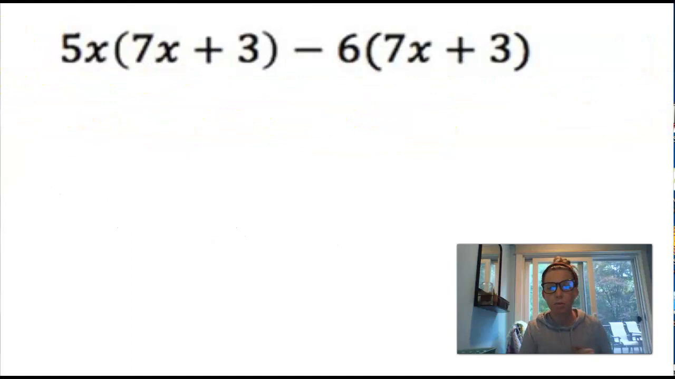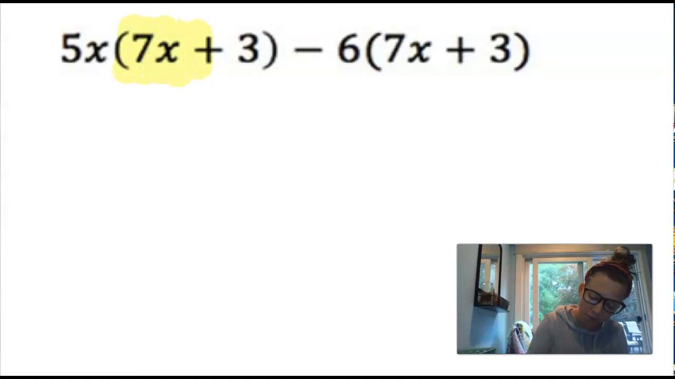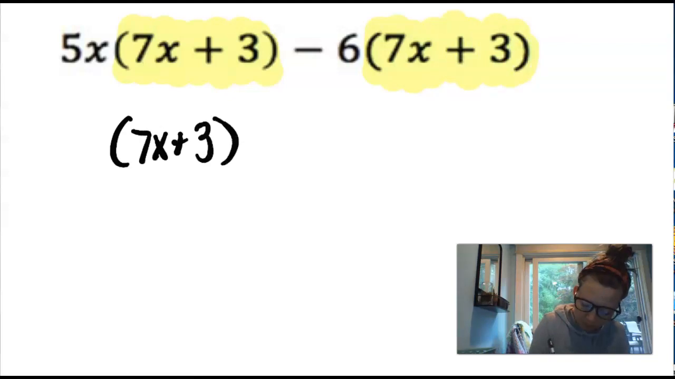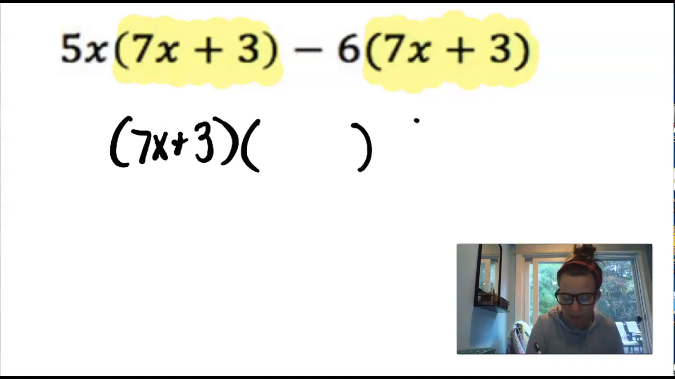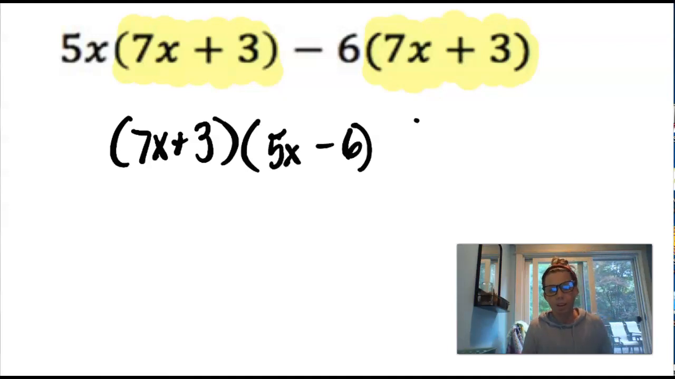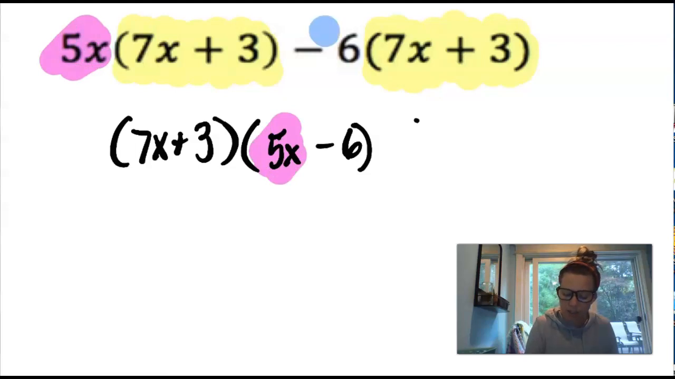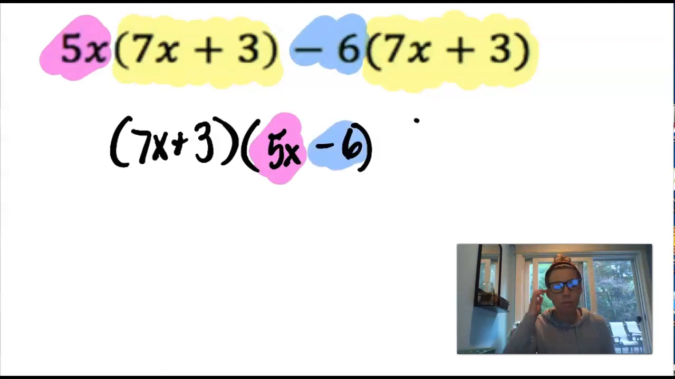I'm going to look at one more. In both of these terms, we have a 7x plus 3 in common. So that's what's going to come out. And then what we have left is going to be 5x minus 6. And again, the 5x is coming from the first term, and the minus 6 is coming from the second term. What's left once I take out that 7x plus 3 from both terms, that's what's left.